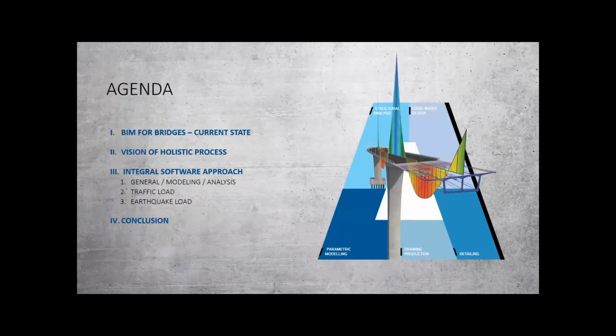So to go quickly through the agenda, what I'm going to talk about today. First of all, I would like to explain a bit what is the current state in BIM for bridges. What is happening at the moment, where we see the problems at this point. The second one, what is the vision of this holistic process, where we can have one digital model for all design phases or all life cycle phases of a bridge.